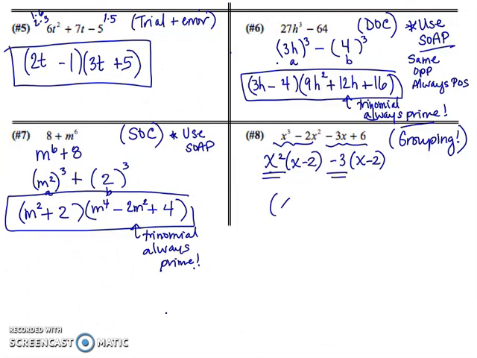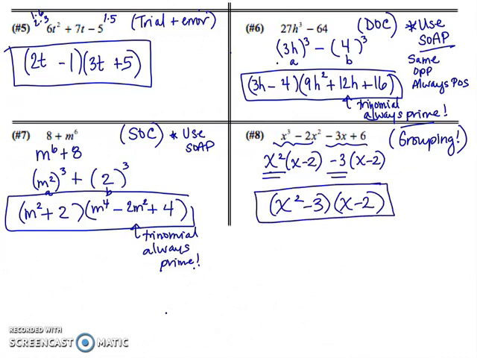And now the last step, you take those 2 GCFs and they become one parenthesis, and your common factor of x minus 2 is your second parenthesis. X squared minus 3, although we have an x squared, it's not a difference of squares, so it can't be factored further. That one is done.